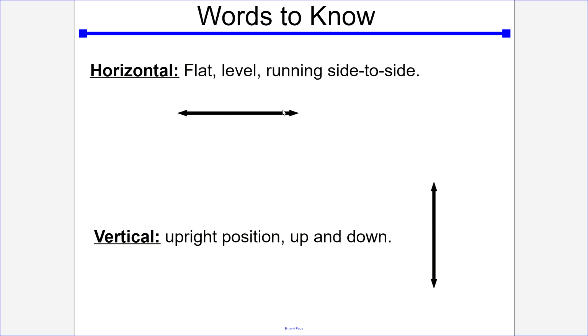You know that horizontal means flat, level, running side to side. Here is a horizontal arrow. Here is a vertical arrow. It goes up and down.